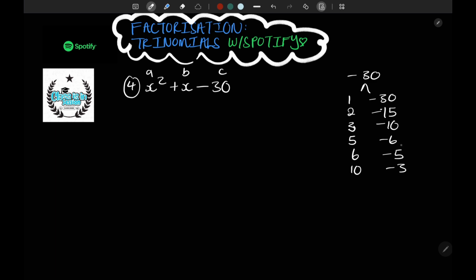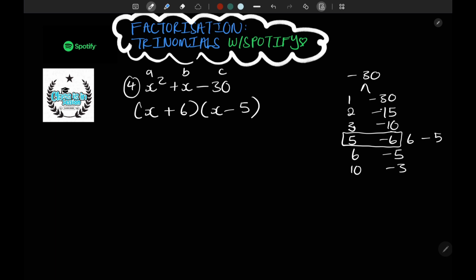Now let's look for a combination that we can use that will give us 1, because b is 1. We can see that we have 5 and negative 6 here. Now 5 minus 6 won't give you 1, so let's try 6 minus 5. Okay, so in your first bracket write x plus 6, and in the second one x minus 5.